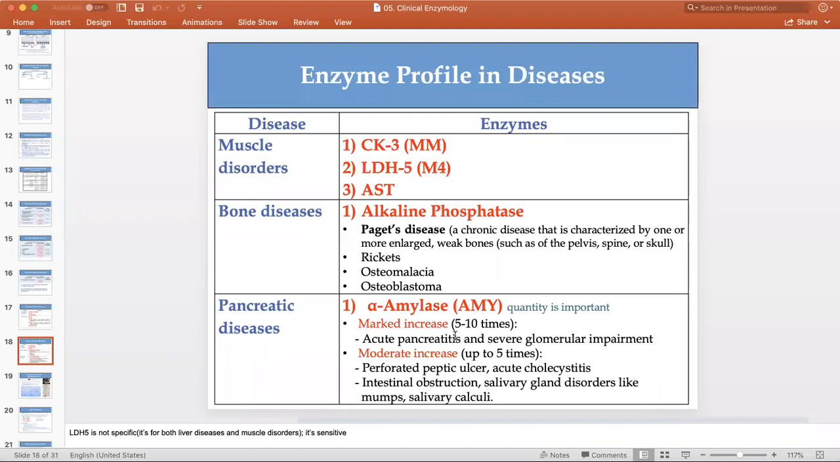So a marked increase, 5 to 10 times, will indicate there is acute pancreatitis, and this might also indicate glomerular impairment. A moderate increase, up to only 5 times, might indicate certain other pathologies like peptic ulcers, cholecystitis, intestinal obstruction, salivary gland disorders. That's why the amylase is not very specific. That's why we use lipase, because amylase can be elevated in all of these conditions.